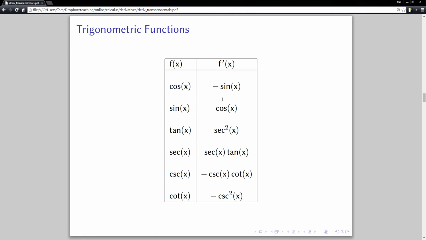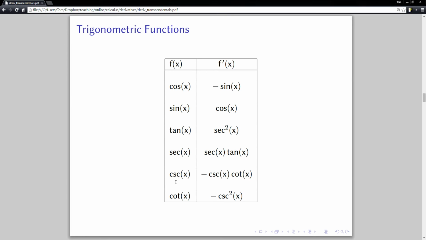So the derivative of cosine is going to be the negative of sine of x, or negative 1 times sine x. The derivative of sine is just cosine. All right, for the other functions that are slightly more complicated, the derivative of tangent is secant squared of x. The derivative of secant of x is secant x tangent x.